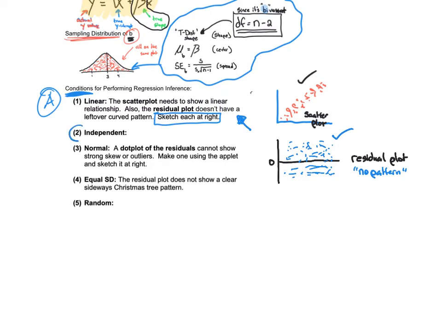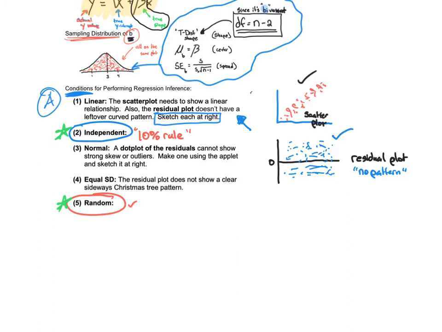All right, independent. How do we usually check independence? We call that the 10% rule typically, so just get in the habit of doing the 10% rule. And down here, random. How do we check random? I'm looking for the word random. You should be pretty familiar with independence and random by now, so it's these other three.